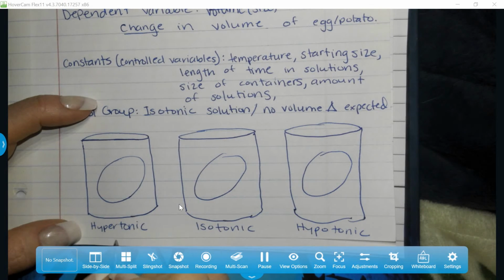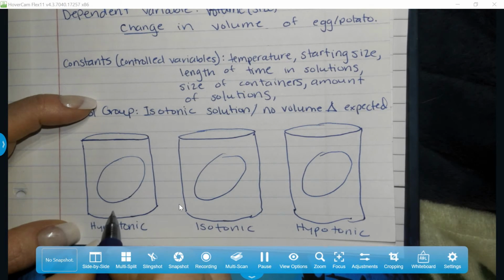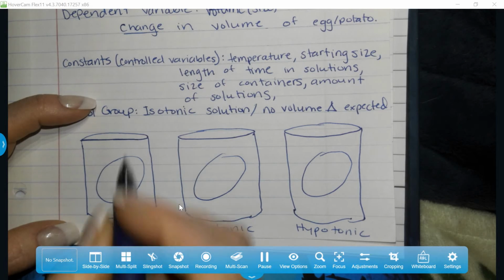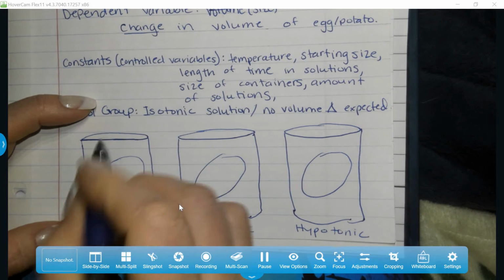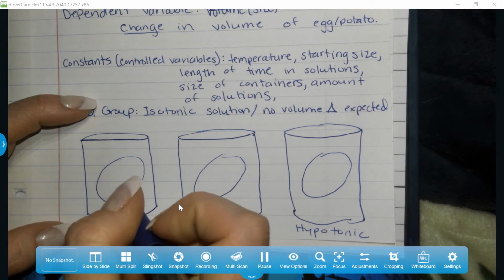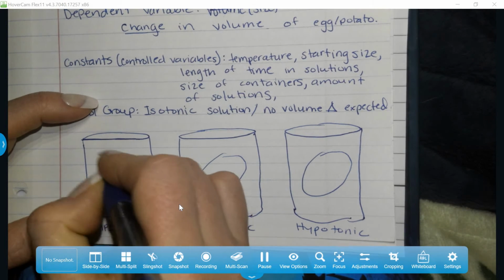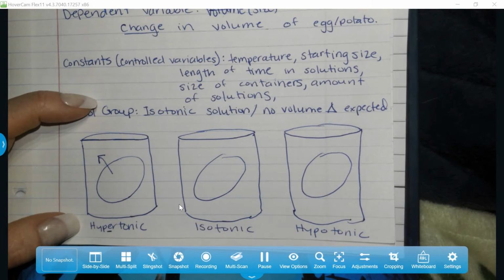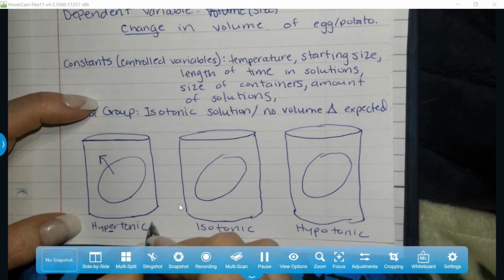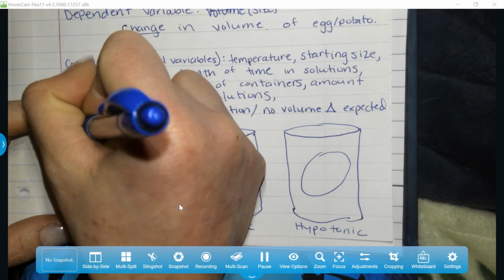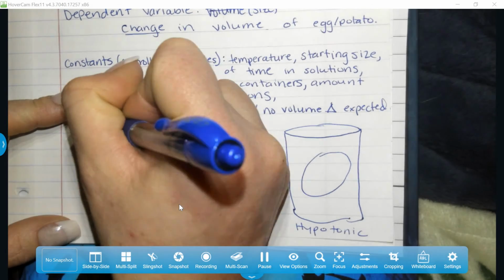So the way that I remember this, in hypertonic solutions, the water is going to exit the cell and the cell is going to shrivel. And so our prediction, or our hypothesis, if we do our hypertonic solution correctly, is that water is going to leave and the cell will shrivel or shrink.